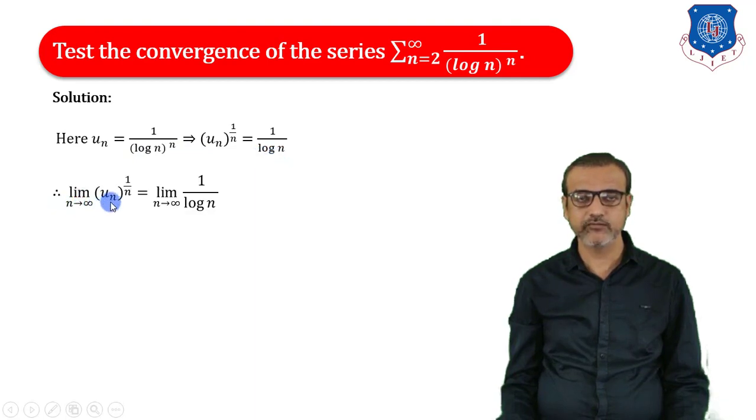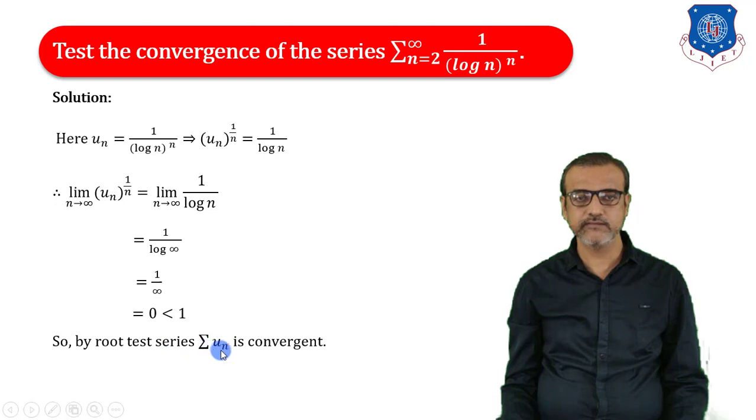Therefore, limit n tends to infinite, un raised to 1 upon n is equal to limit n tends to infinite 1 upon log n. Now as n tends to infinite, log n tends to infinite, because the value of log infinite is infinite, and 1 upon infinite tends to 0. So this is equal to 1 upon log infinite, and as log infinite is infinite, this is equal to 1 upon infinite, and 1 upon infinite is 0, and 0 is less than 1. So by root test, series sigma un is convergent.